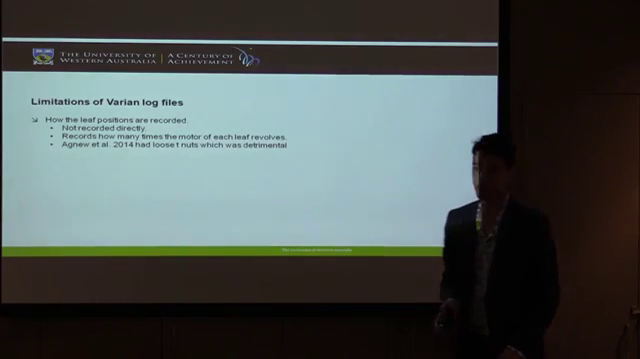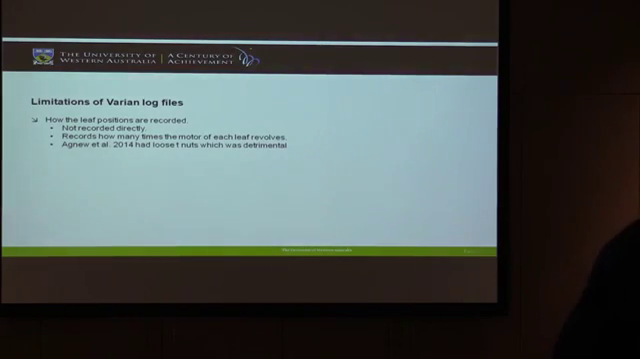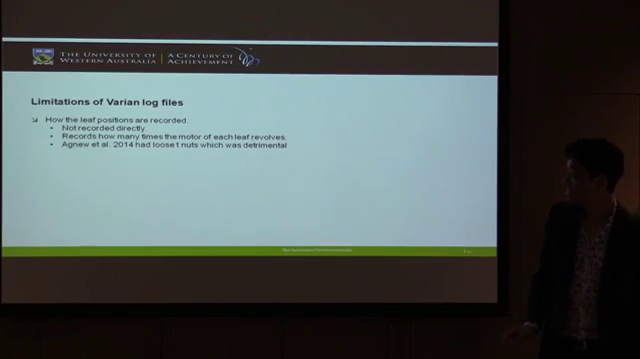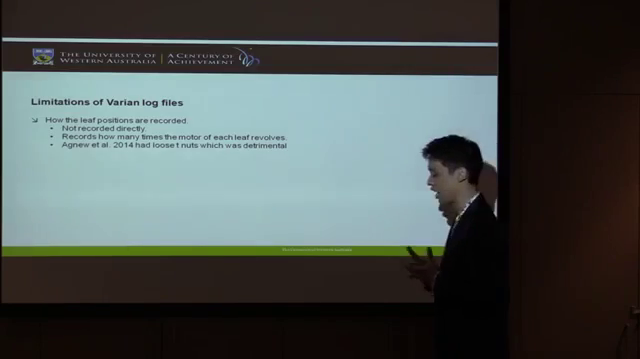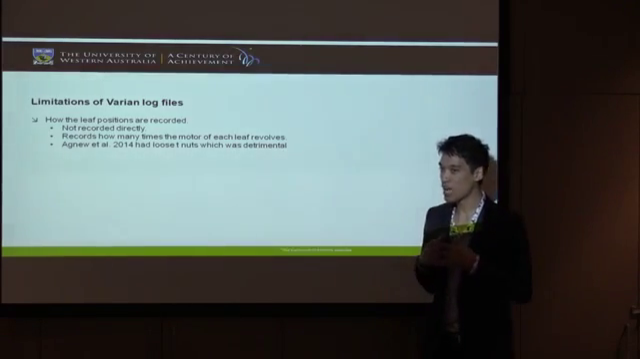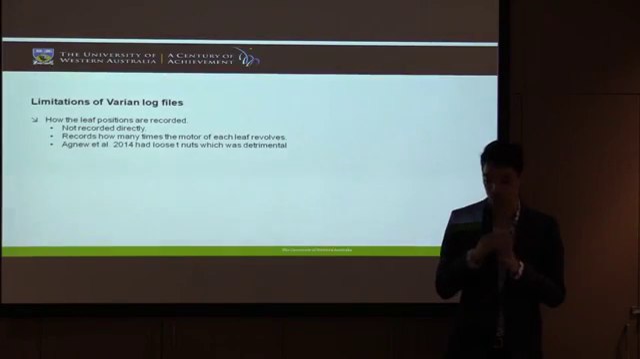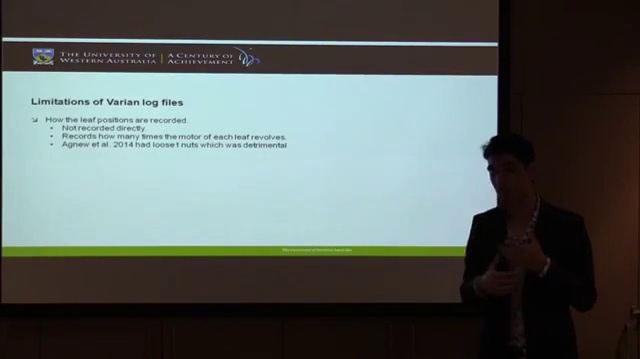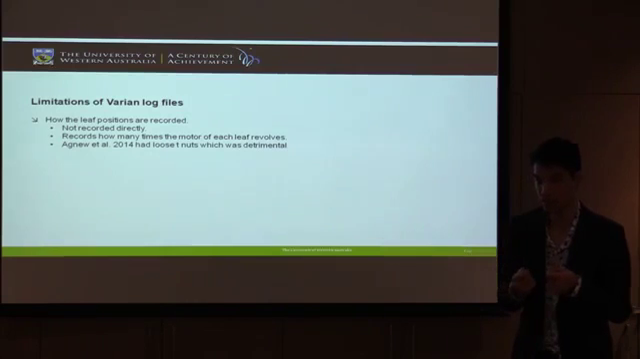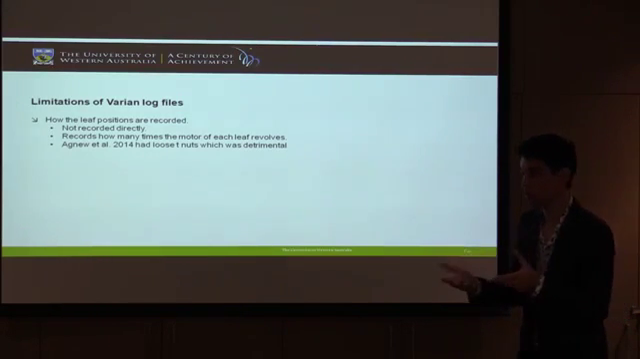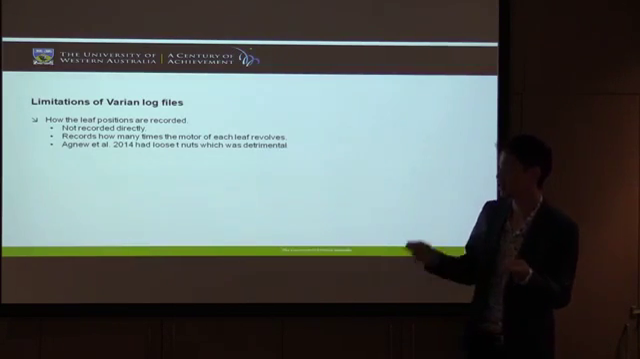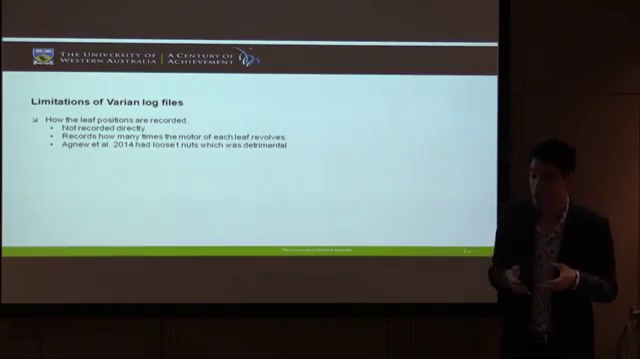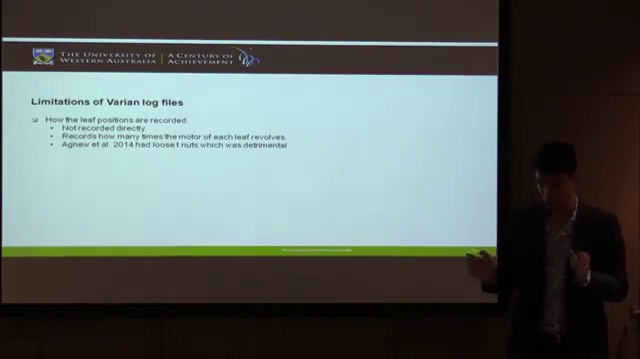Now, there are many limitations of Varian log files, some of which I will go through now. One of the main limitations is how the leaf positions are recorded, because they don't record the leaf positions directly. What they do is count how many times the motors of each leaf revolve, and then from there they do some maths, look at the torque of the motor and whatnot, and find out where the leaf should be.